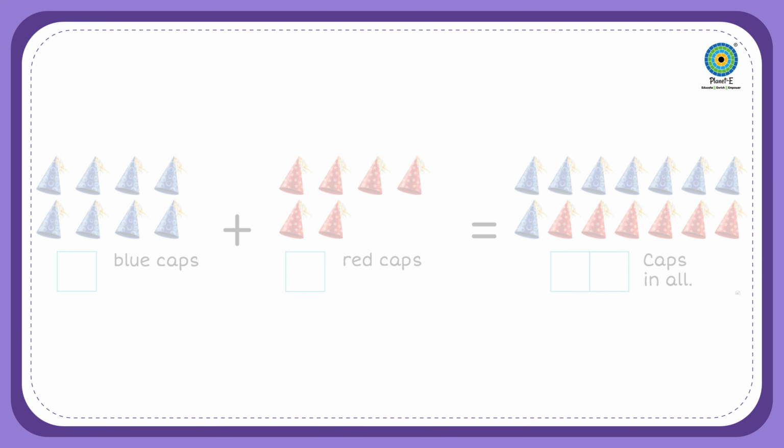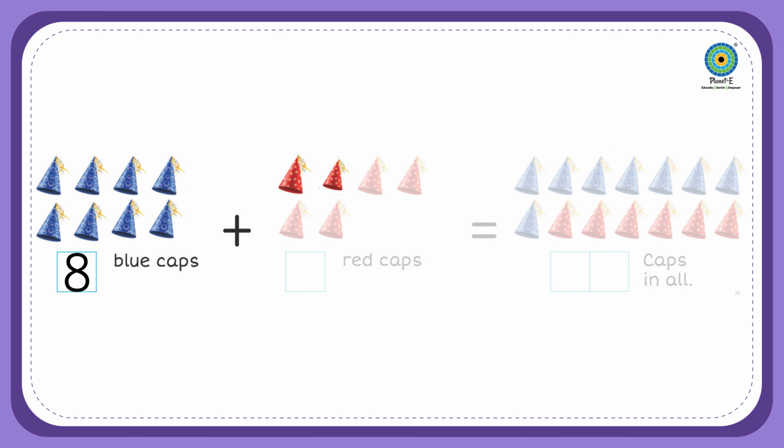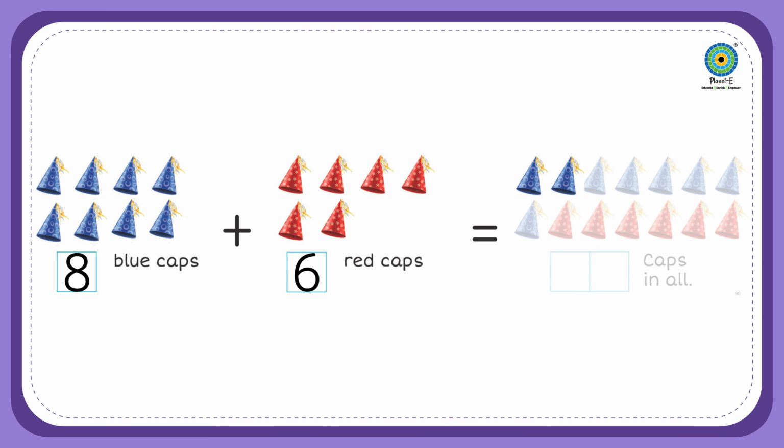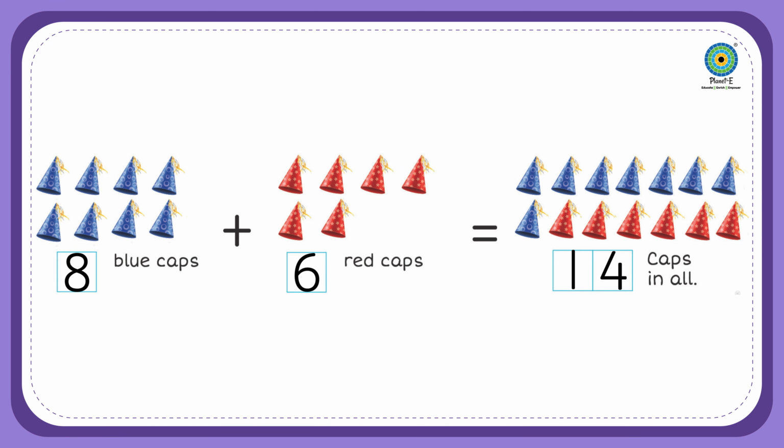Let us count the blue caps. 1, 2, 3, 4, 5, 6, 7, 8. 8 blue caps. Plus 1, 2, 3, 4, 5, 6. 6 red caps. Equals 1, 2, 3, 4, 5, 6, 7, 8, 9, 10, 11, 12, 13, 14. 14 caps in all. So 8 blue caps plus 6 red caps is equal to 14 caps in all.